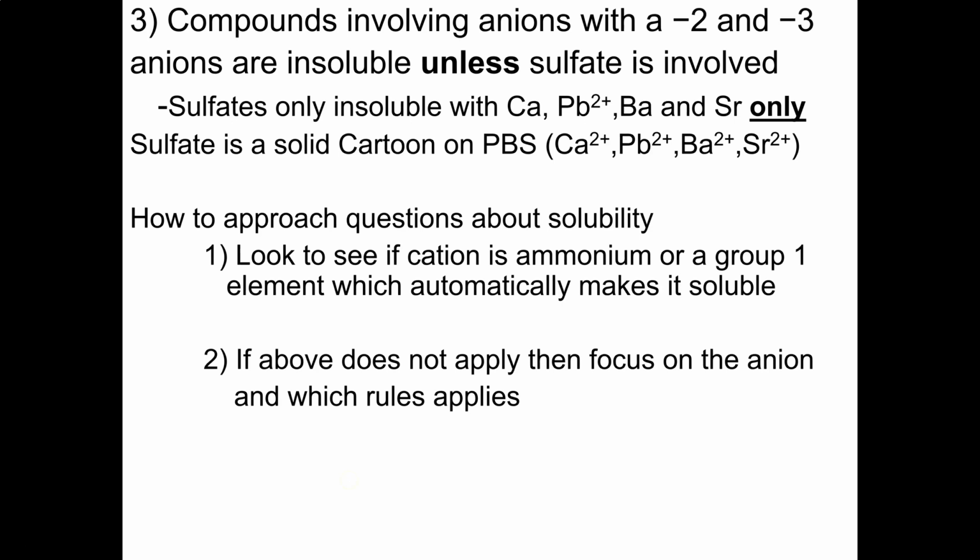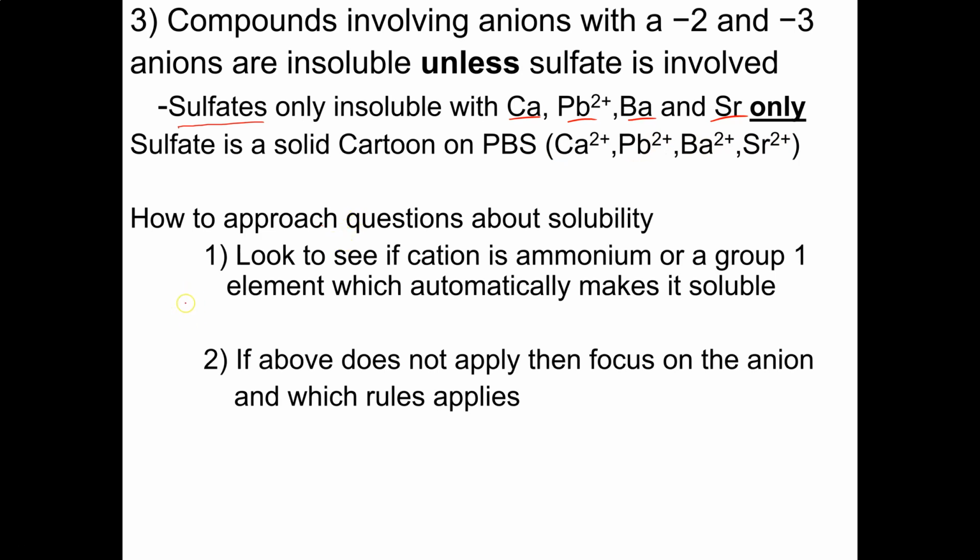Compounds involving anions with -2, -3 charge are usually insoluble. The only time you have to look at it carefully is when it's sulfates. So sulfates are the opposite. Instead of being insoluble, they're actually usually soluble. The only time they're insoluble, the only time they form solids is with calcium, lead, barium, and strontium. These are the only 4 things that sulfates form solids with. Everything else is soluble. That means they don't form precipitates. So you remember it, sulfate is a solid cartoon on PBS. So sulfate likes to form solids with C, which would be calcium, PBS, which would be lead, barium, and strontium.